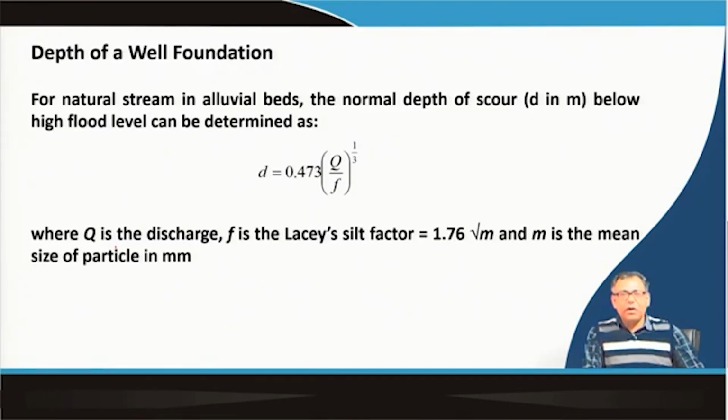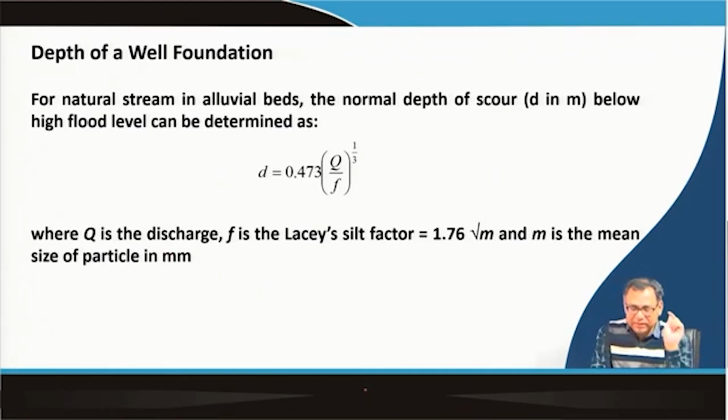Now, we are talking about how we can determine the depth of a well, how we will decide that. To know that, we have to determine the scour depth for a particular site. That scour depth we can calculate by using Lacey's formula. So, D is the scour depth. Okay. Q is the discharge and f is Lacey's silt factor, which is generally 1.76 root over m, where m is the mean size of the particles in millimeter.